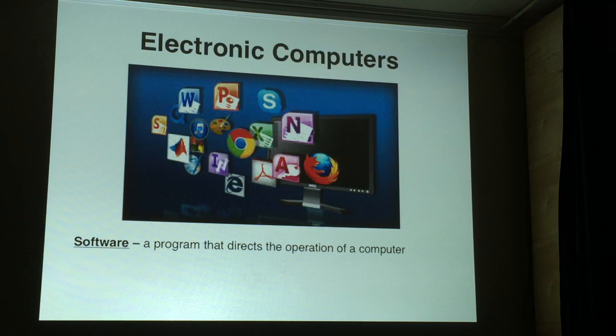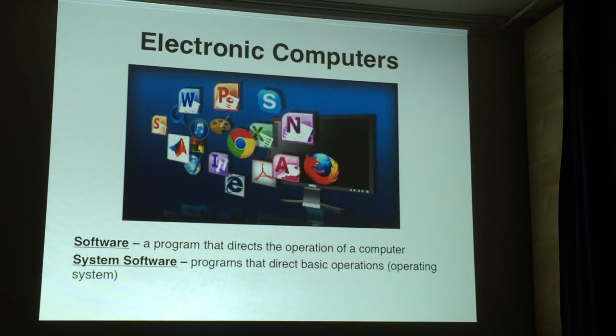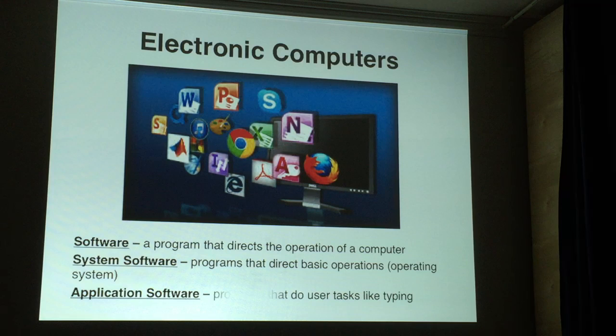And basically software comes in two forms. You have what's called the system software, which is the programs that are the sort of underlying fundamental or basic operations of the computer, called the operating system. And then you have the application software, which is the programs that do user tasks.